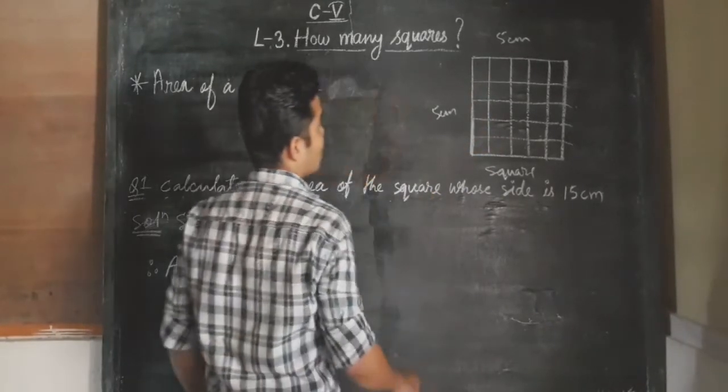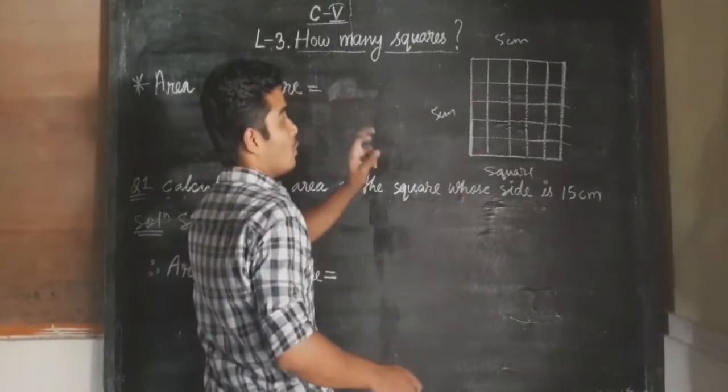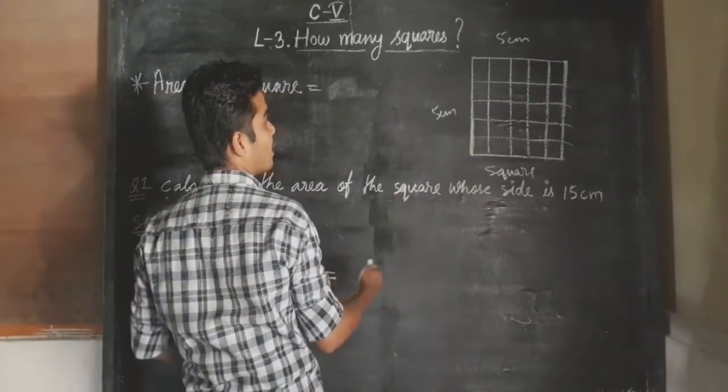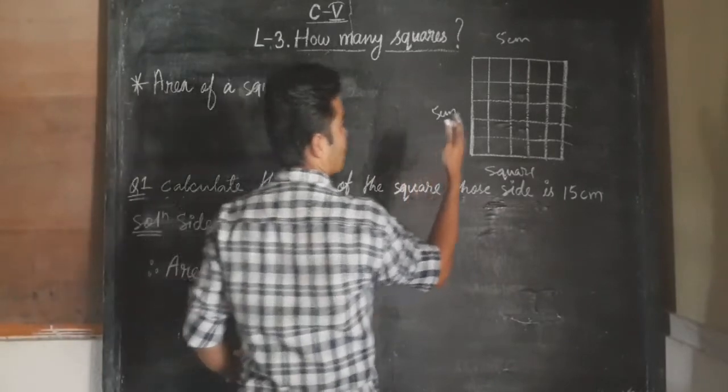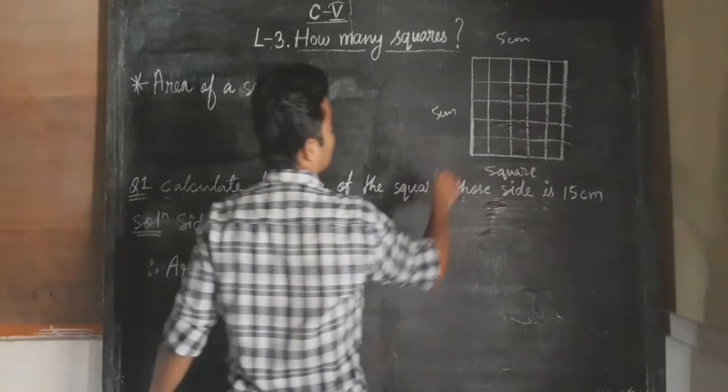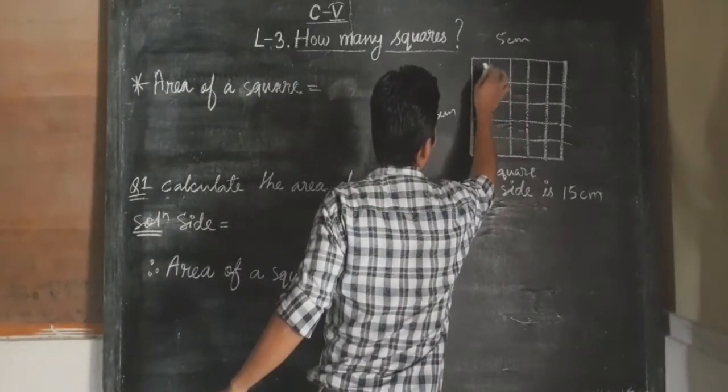We have to find that. For that, what should we do? We should multiply only 2 sides of this big square. Then we will get how many small squares are there in this figure. You can see, I will count the small boxes from here.